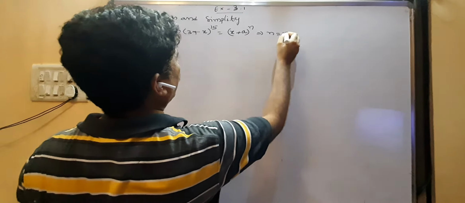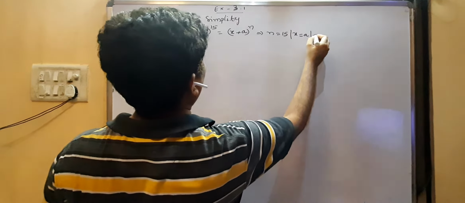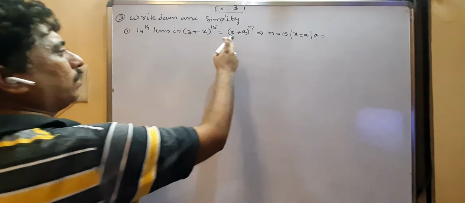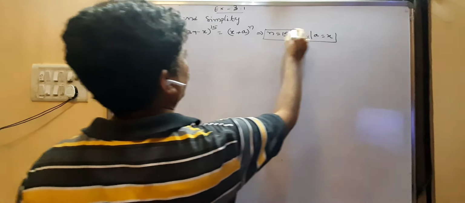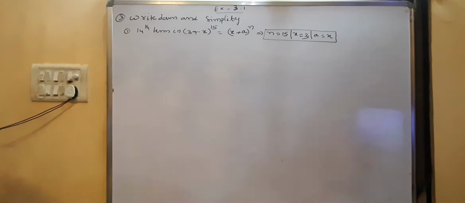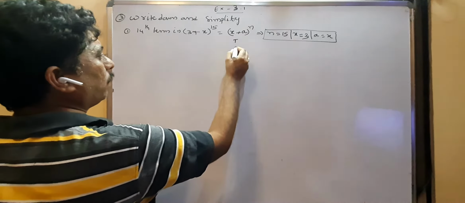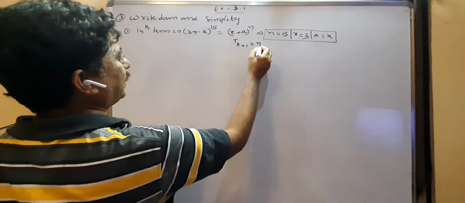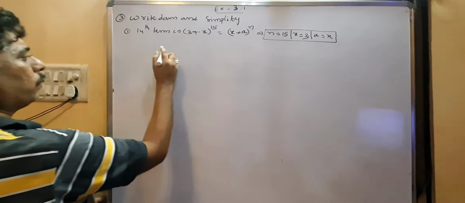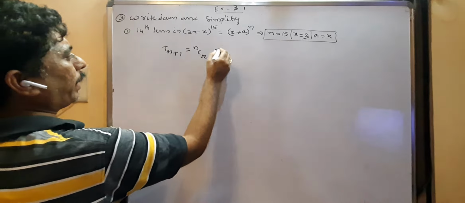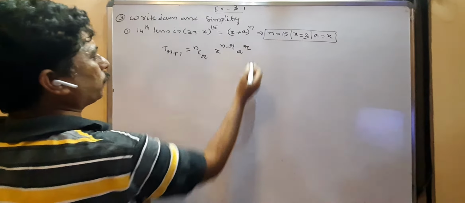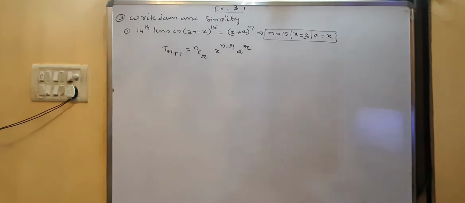Here n is 15. We can take x equal to 3 and a equal to x, or the other way around, that is your choice. A plus x or x plus a, both are the same. So in this expansion, the general term formula T(r+1) is nCr, x power n minus r, a power r.